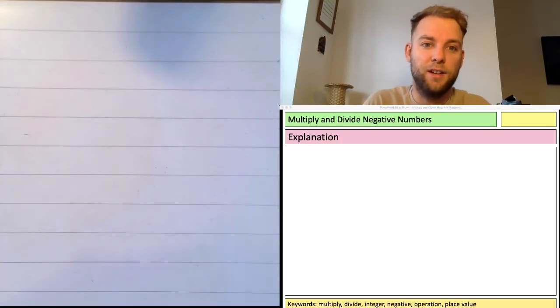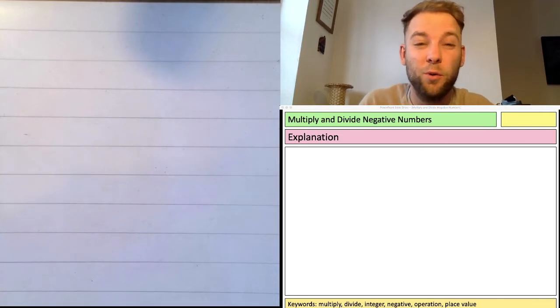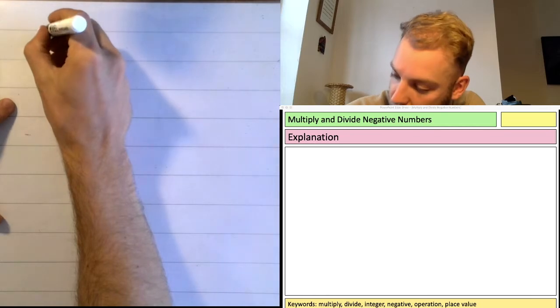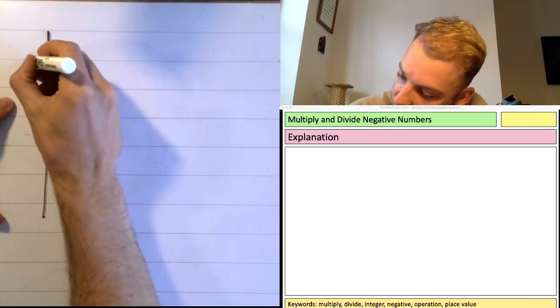Welcome to this lesson on multiplying and dividing negative numbers. Now this is quite a straightforward one if you know the rules. I'm going to show you a little process to find out those rules first of all, and then we're going to have a go at some questions.